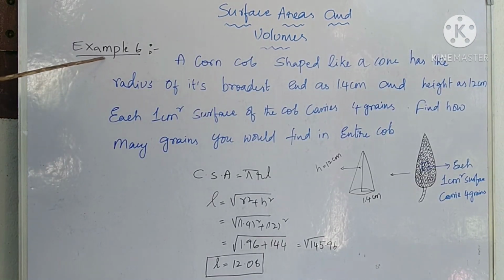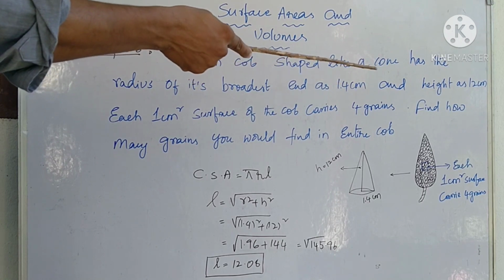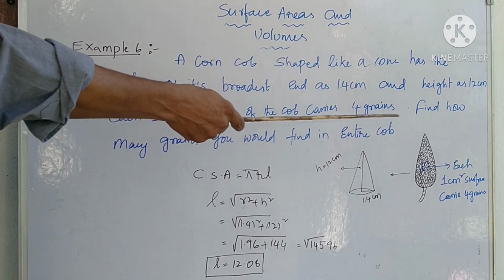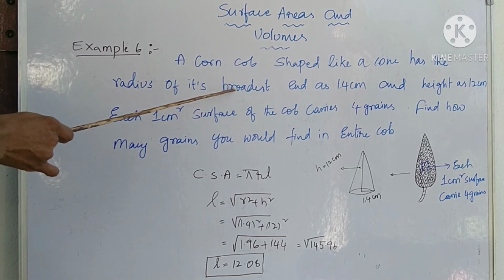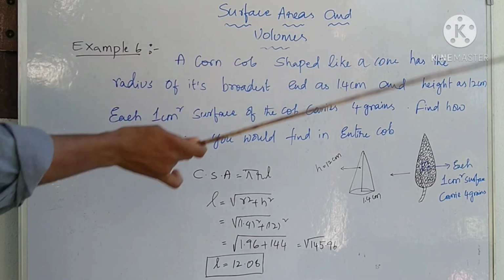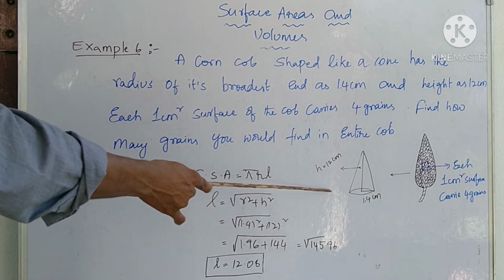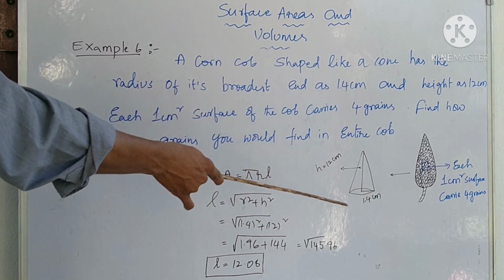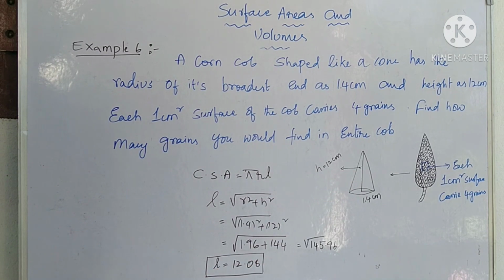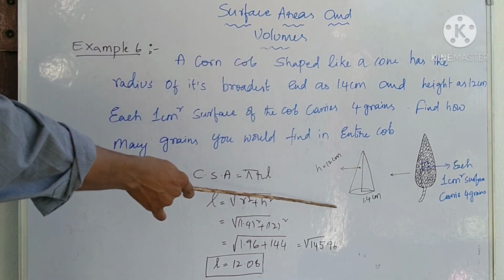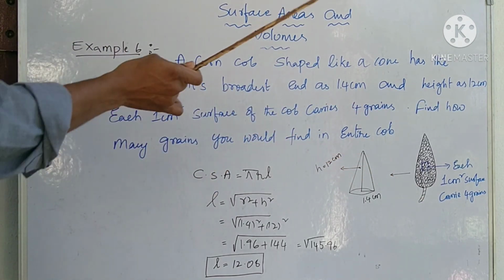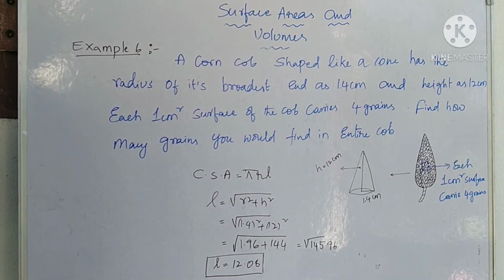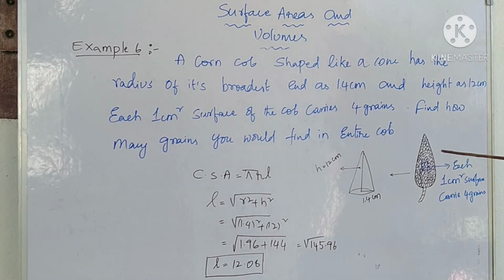This is our example 6. A corn cob shaped like a cone has the radius of its broadest end as 1.4 centimeters. Here radius of the base is 1.4 centimeters, and height as 12 centimeters. So here the height of the corn cob is 12 centimeters.